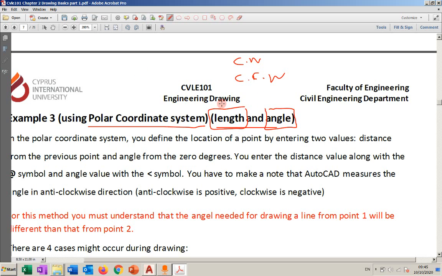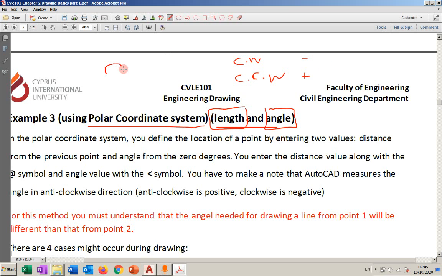Now, we have to know how AutoCAD is dealing with angle. Now, in engineering we know that we normally say counterclockwise angle we go for positive, clockwise we call them negative. AutoCAD uses the same principle. As default, counterclockwise angles are positive, clockwise angles are negative.